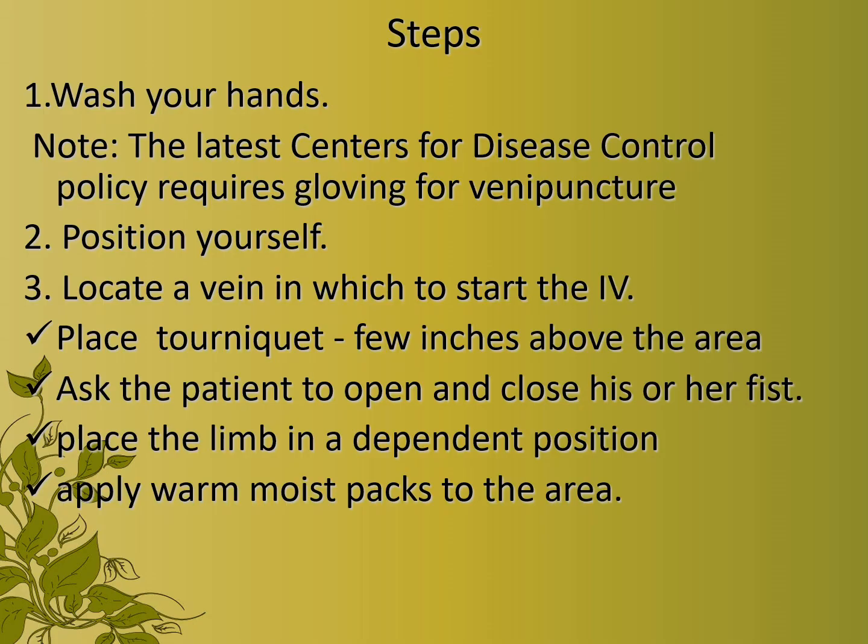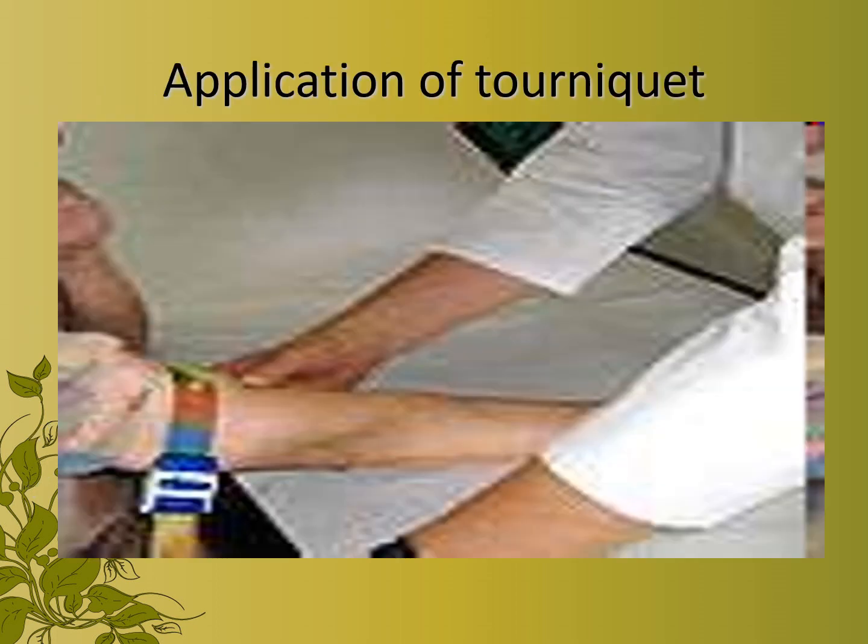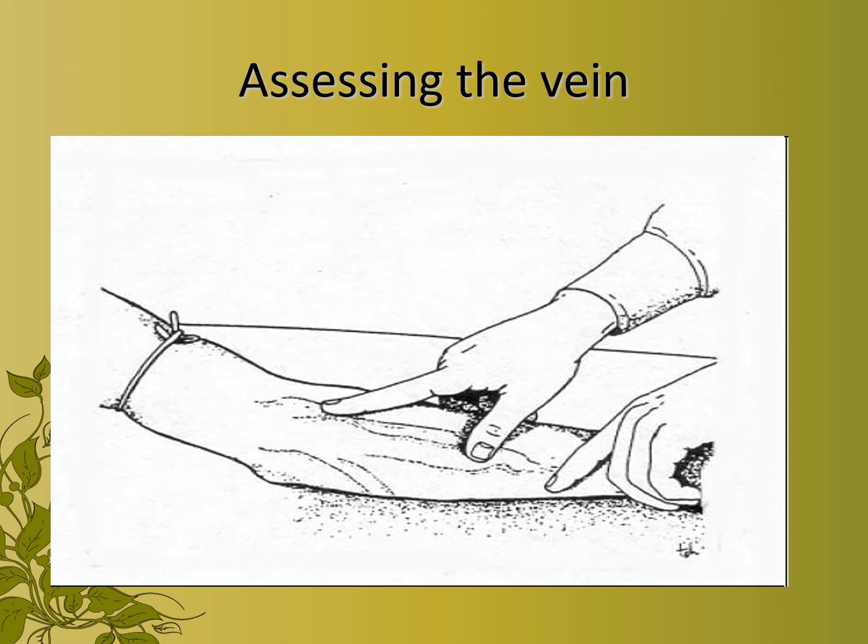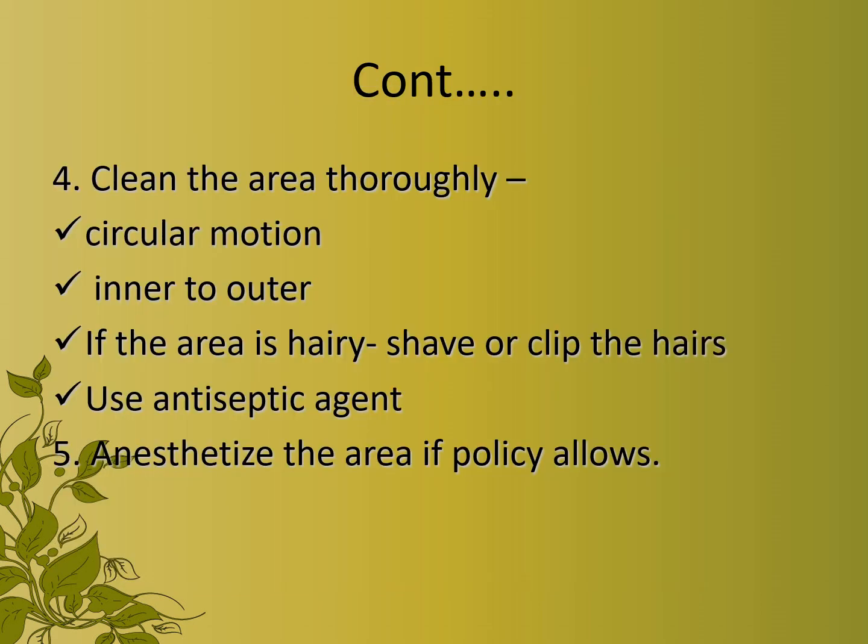The same thing, wash your hands, then position yourself, locate a vein, place the tourniquet, ask the patient to open or close the fist. Then place the limb in different positions, apply a warm, moist pack. Cleanse the site in a thoroughly circular motion from inner to outer. If the area is hairy, then shave or clip the hairs and use the antiseptic solution.